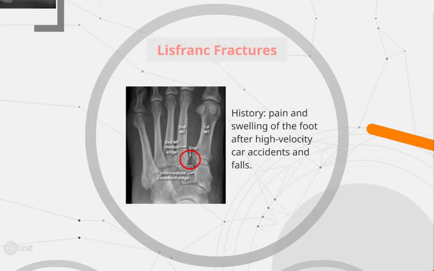Mechanism of injury. This involves a twisting and crushing injury. This causes the foot to bend or twist at the midfoot-forefoot junction. It should be suspected in patients with pain and swelling of the foot following a high-velocity car accident or fall.